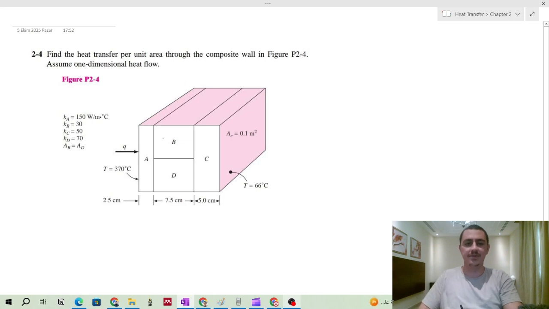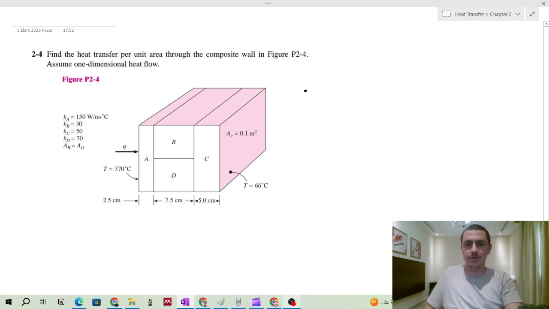Assalamu alaikum. Welcome again. In this problem, we have 4 different walls, and we have series connection. We have also a parallel connection. So let's draw this problem in a 2D resistance schematic. How do we do that?